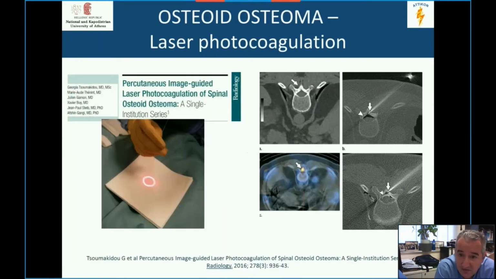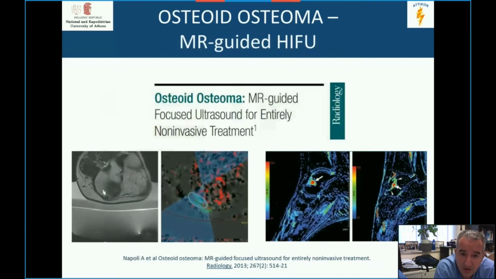A lot of evidence is upon laser photocoagulation of osteoid osteoma, specifically for the spine and for locations where sensitive structures are close by. Once you are there, with a very thin needle, you can insert your laser fiber. Specifically for the spine, you can apply gas dissection as a prophylactic measure, and then you proceed with ablation of osteoid osteoma. As already said, MR-guided HIFU lacks any kind of invasiveness.